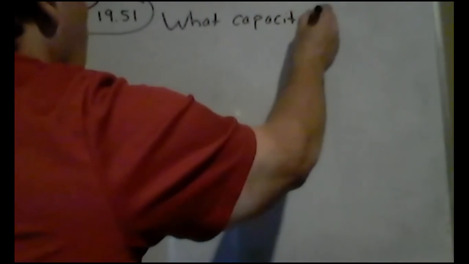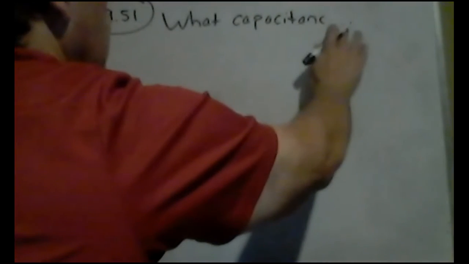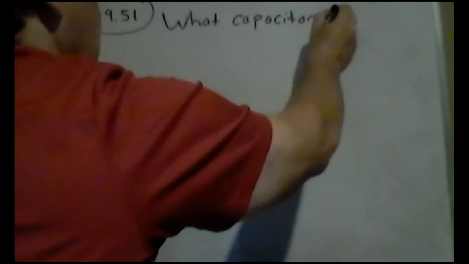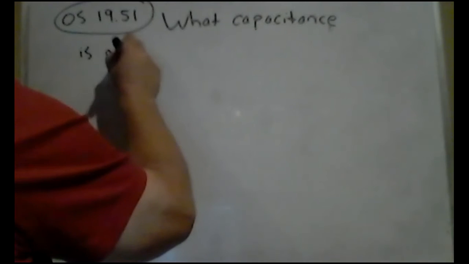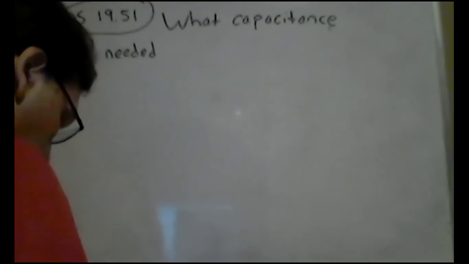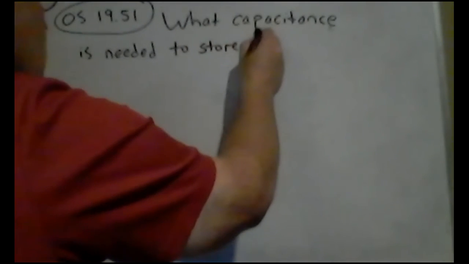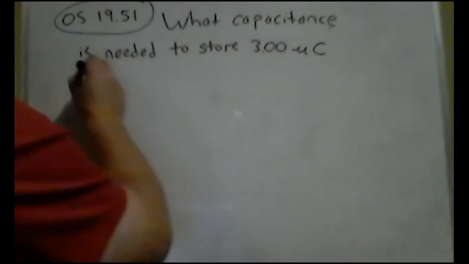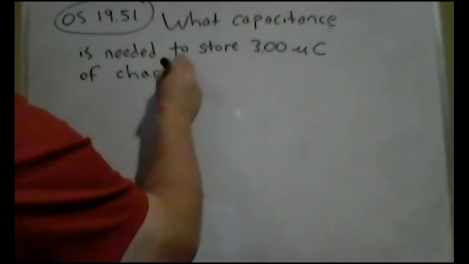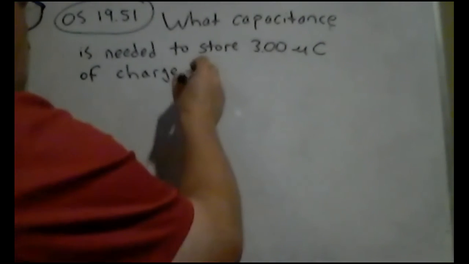Let's look at OpenStax 19.51. That says, what capacitance is needed to store 3.00 microcoulombs of charge at a voltage of 120 volts?